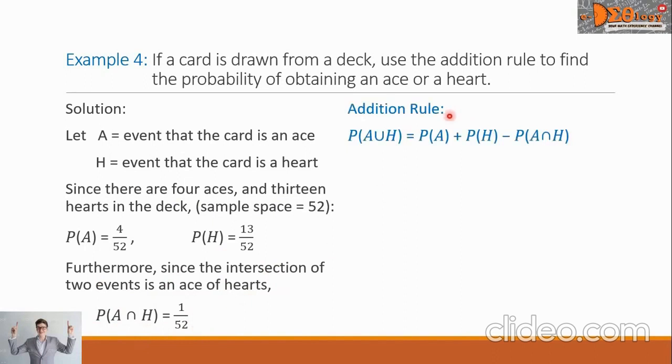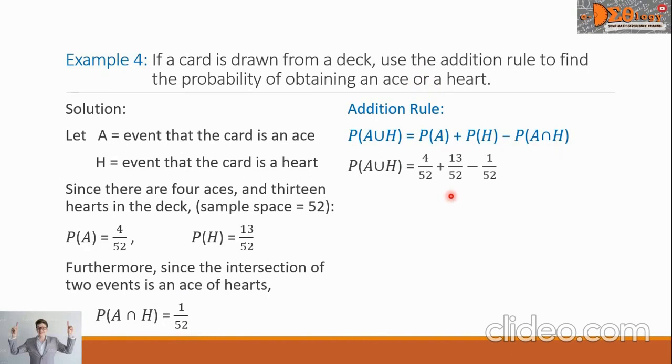Then, for the addition rule, we write here P of A union H. Take note, we see here the word or, that denotes union. And this is equal to the addition rule. That is equal to P of A plus P of H minus P of the intersection of A and H.